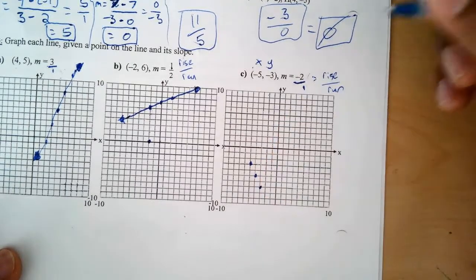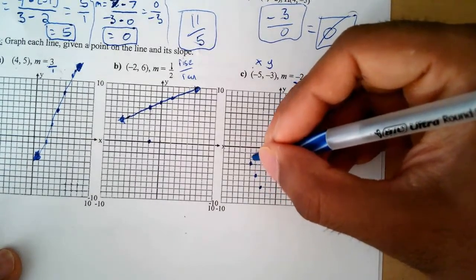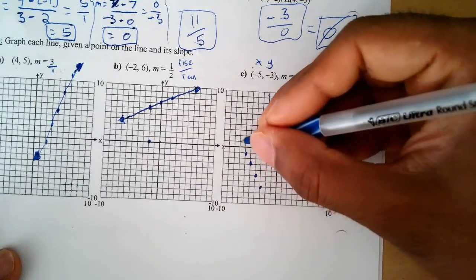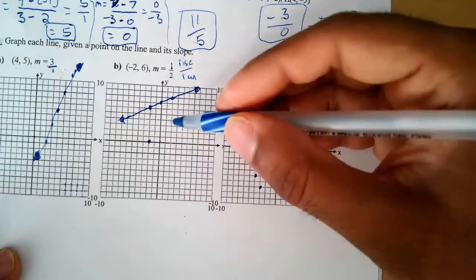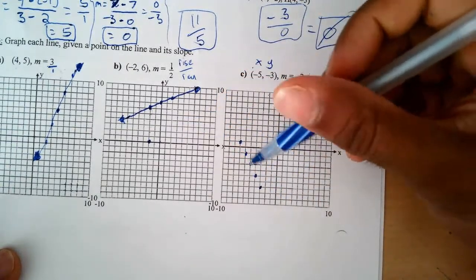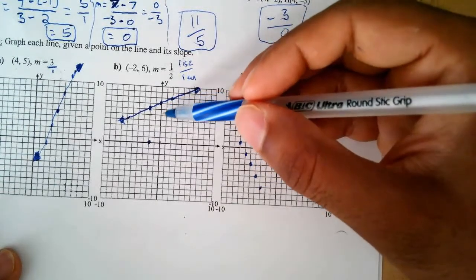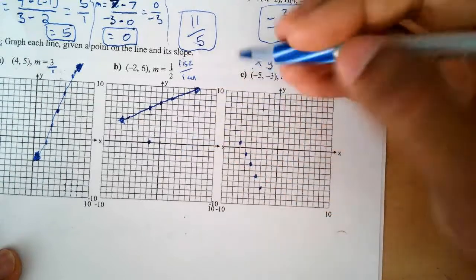Let's do a couple more. Or you can go the opposite direction: up 2 and 1 to the left. I did the opposite of what I did before because it's negative. So it's up and left, down and right, whereas the positive slope is up and right, and down and left.